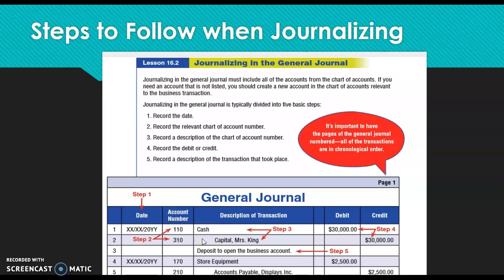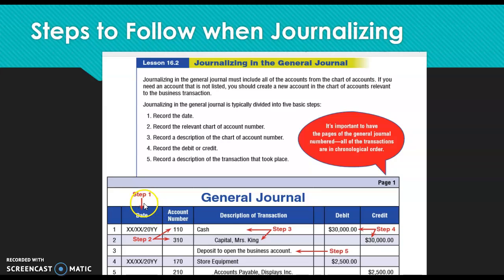And in this entry, Mrs. King was opening her business account. So she debited cash for $30,000 and she credited capital, Mrs. King, for $30,000. And also you see the description here. So in the cash account, that account number is 110, and then you have the debit, because remember you always record the debit first, then you record the credit. You will indent a little bit just to make it easier to read, and then you put the transaction description.